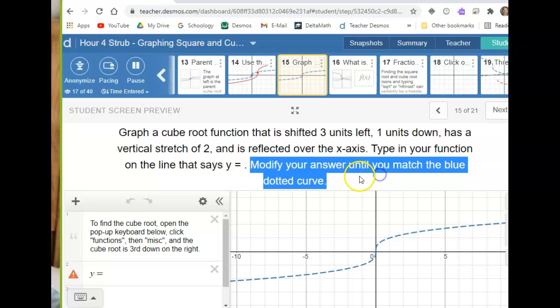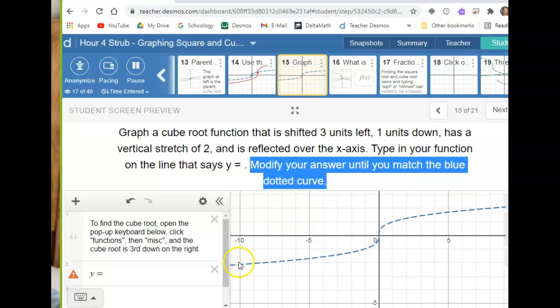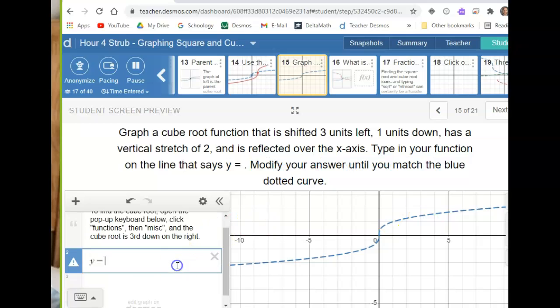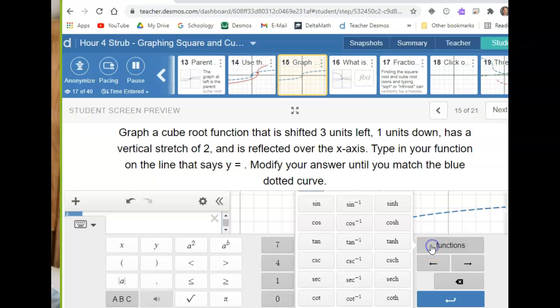Here's the error that I actually could not fix yet. If I can fix it by the time you guys start, great, but I won't be able to fix it. This blue dotted line is the parent function. So your answer on slide 15 is not going to match this blue line. It's going to be a different shape. It's going to be stretched, but this is how you start. So if I typed in the cube root, now, notice it says cube root. That's how I know to start with.